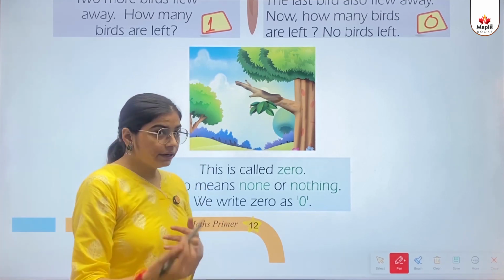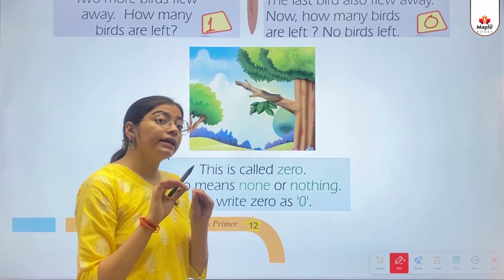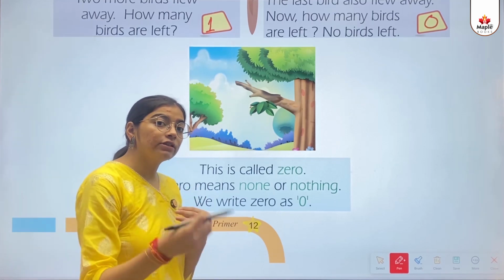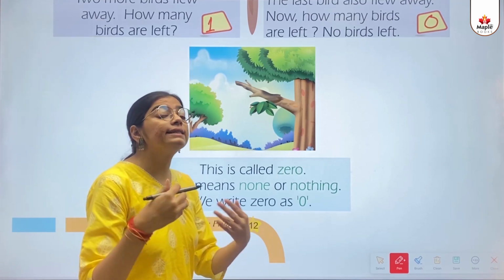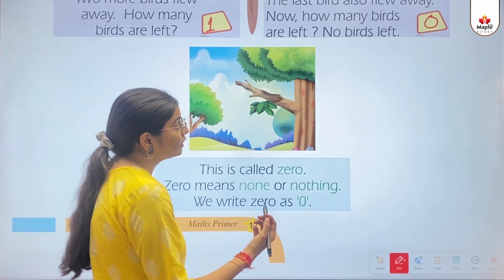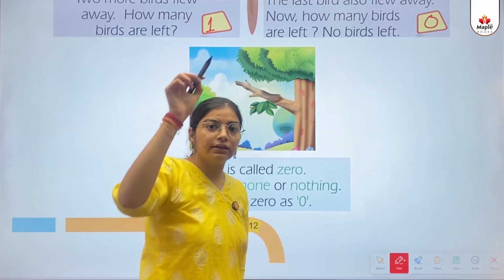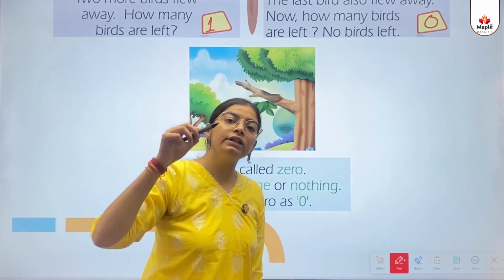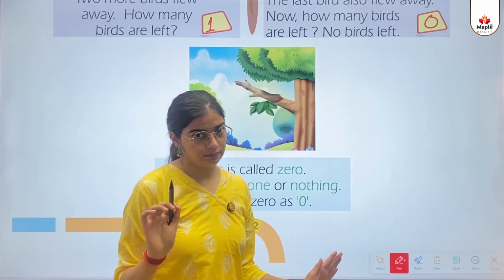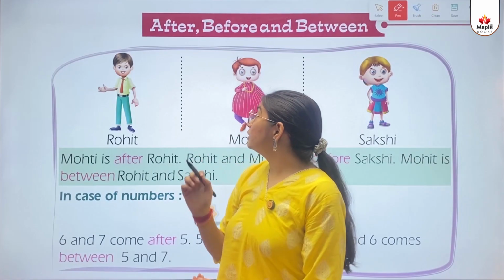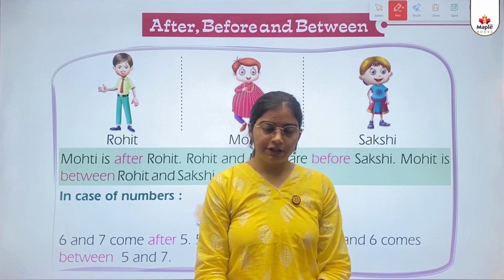So, I already told you about this. Where nothing is left, what is that thing called? That is called 0. And how do we write 0? This is how we write 0. A circle, a small oval or a circle. Got it? After, before and between.